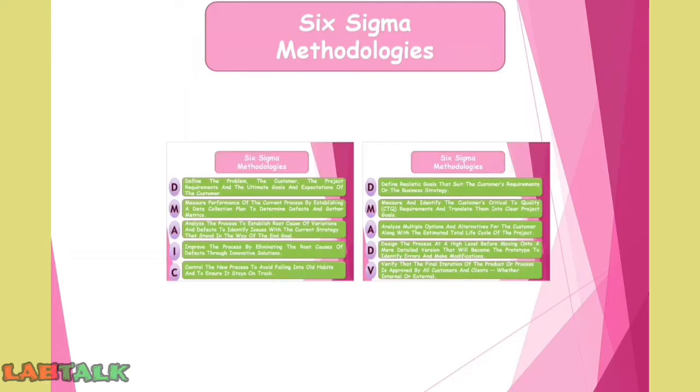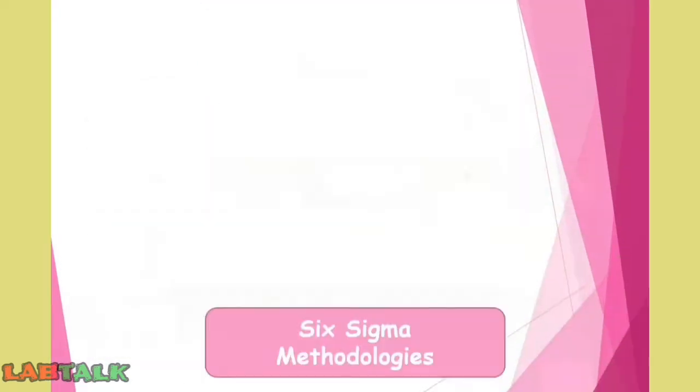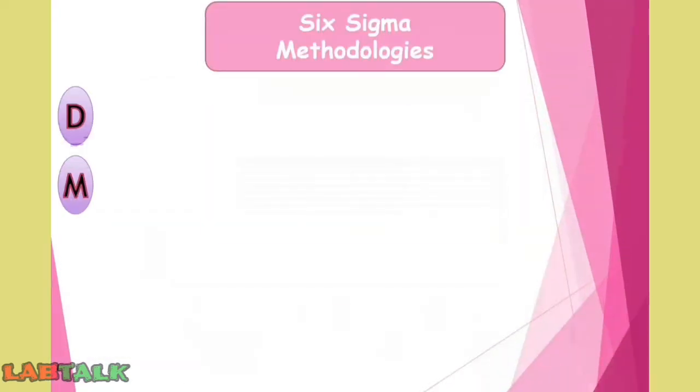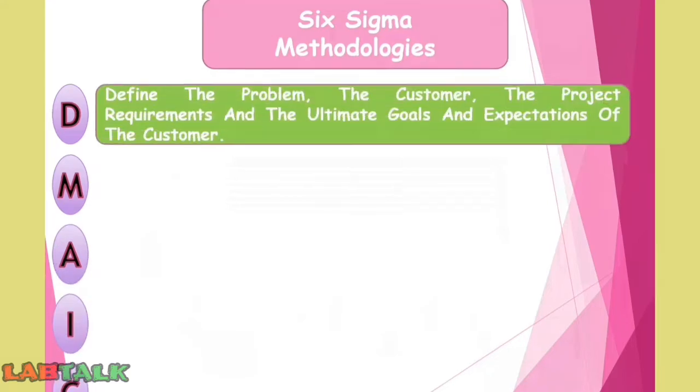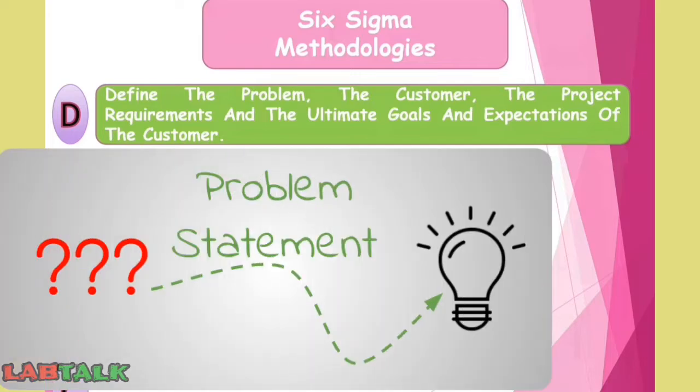So D stands for define. First of all, here we need to define what the problem is. This can be done by brainstorming, so that the exact problem or the exact customer requirement, the customer goals, or the goals of the project can be defined. Once the goals or the problem is defined, we need to form a problem statement or goal statement.